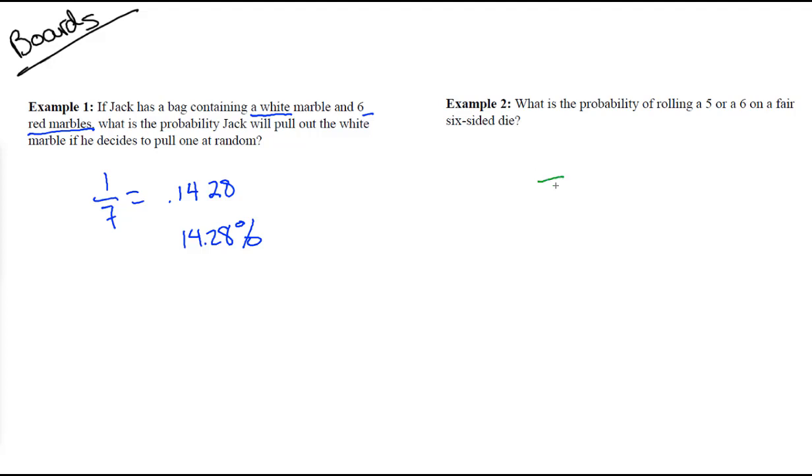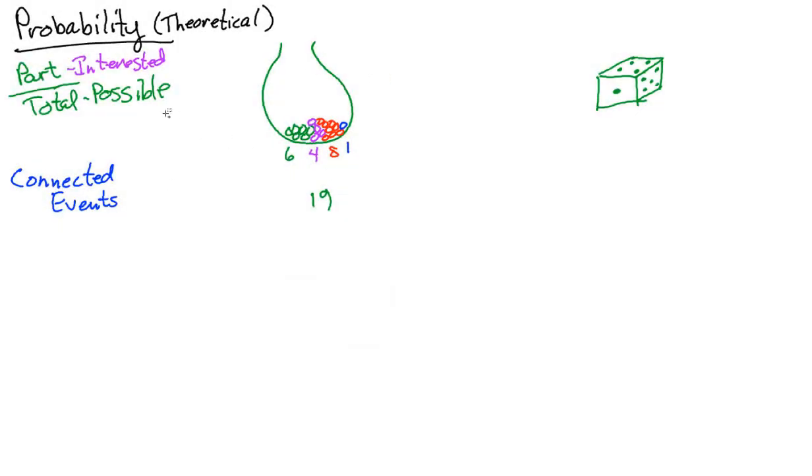Well, there are 6 sides, so that's the total. A 5 or a 6, that's 2 possibilities that we have. 2 possibilities out of 6. That reduces down to 1/3, which is 0.333. Move the decimal 2 places to turn it into a percent, and we get 33.3%. Excellent. Now, resetting the scenario, we're going to go down here and talk about connected events.